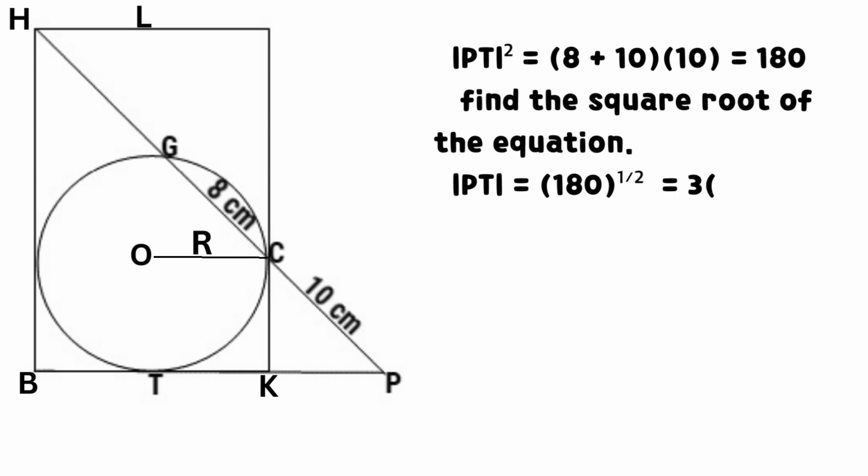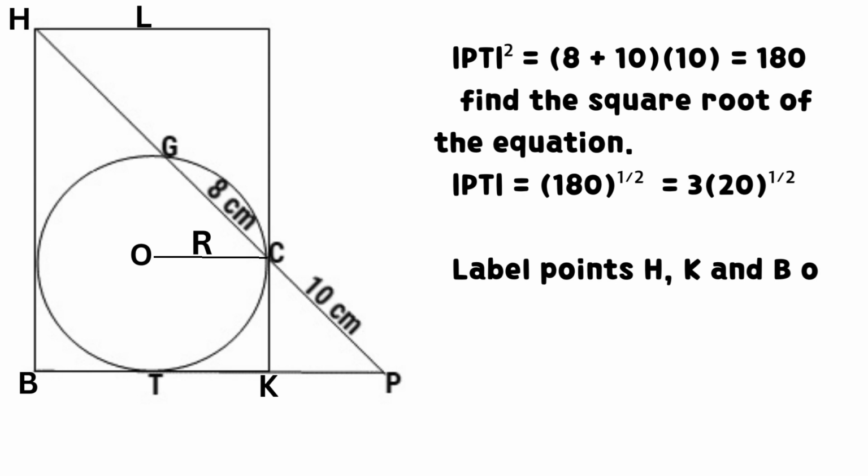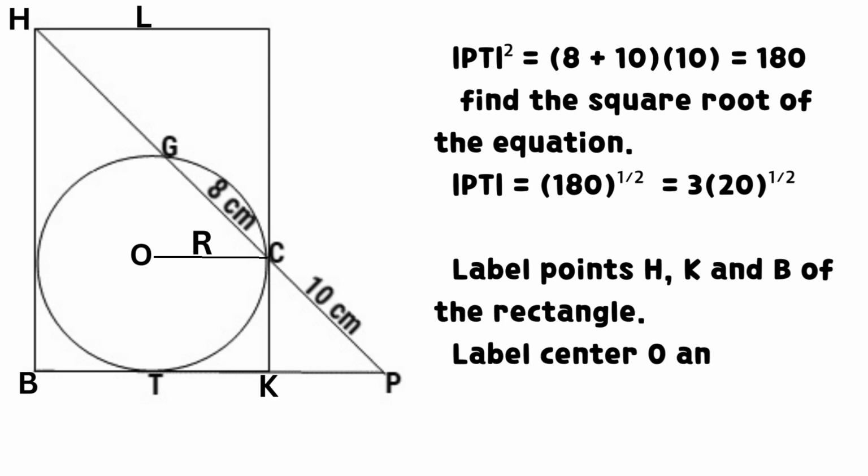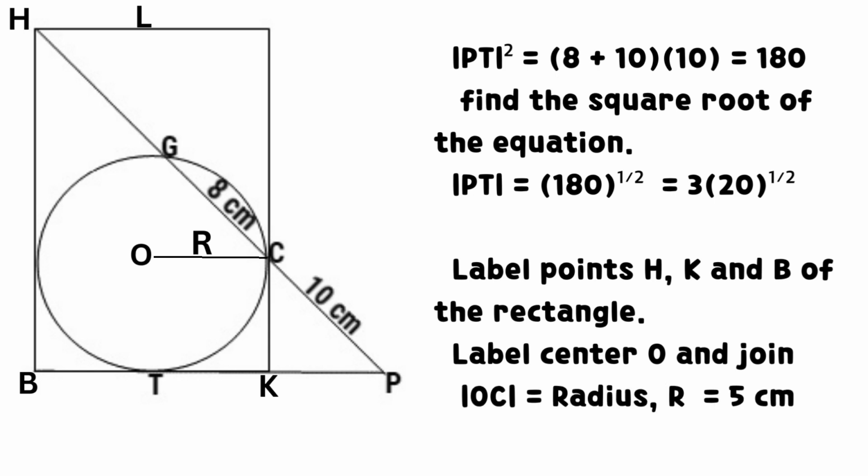Find the square root of the equation. We have that line PT equals 3 times the square root of 20. Label points H, K, and B of the rectangle. Label center O and join. Line OC equals the radius, r, equals 5 centimeters.